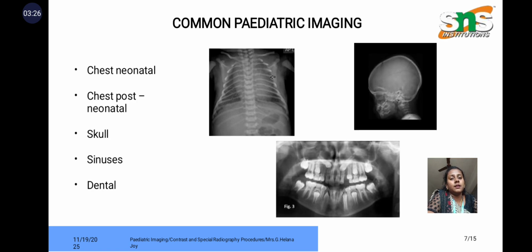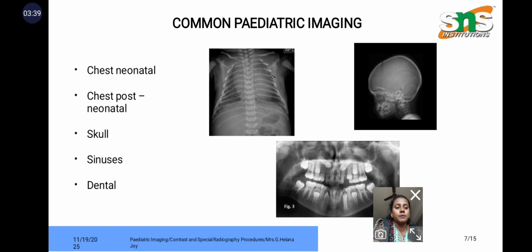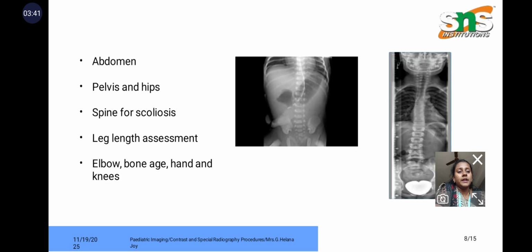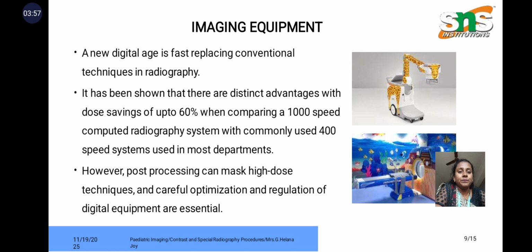Some common pediatric imaging has also been determined: neonatal chest, post-neonatal chest, skull X-rays, sinuses and dental X-rays will be taken for pediatric children, and also abdomen X-rays, pelvis X-rays, and spine X-rays to check whether the child has a scoliosis disorder. Leg length assessment, elbow, and hand and knee X-rays will also be taken.